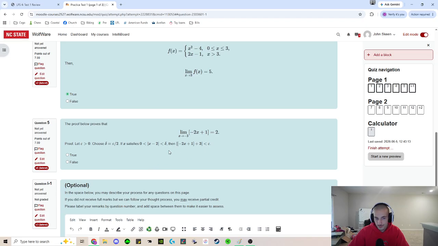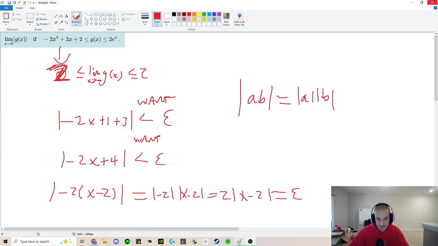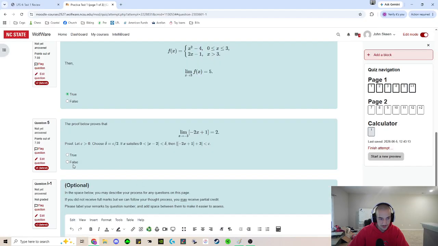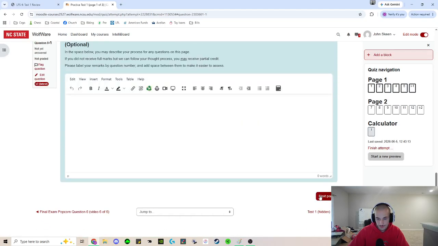So is this true? If the absolute value of x minus 2 is less than delta, then, okay, sorry. So I should have said that this is less than. This here is less than epsilon. Less than epsilon, and so we're good. That is proof complete. That's true. Okay, let's go to our next page.